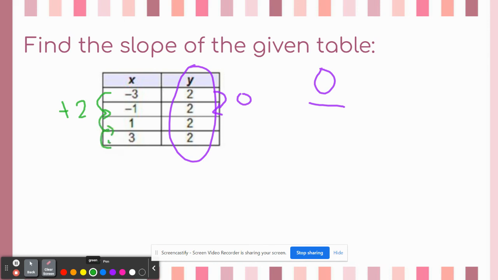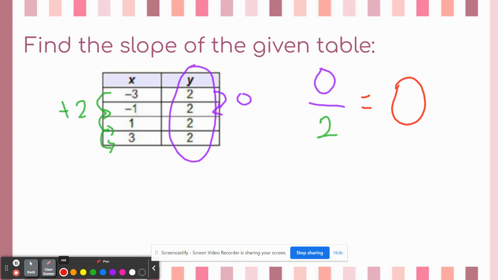From 1 to 3, we could add 2 and we get 3, right? So my run is 2. We're going to always put it in what? Desmos, hopefully you said. So 0 over 2 in Desmos will simplify to 0. So my slope is 0.